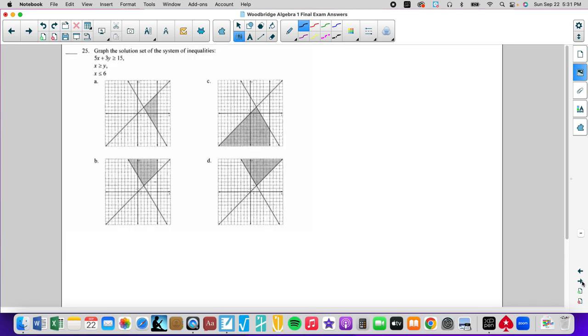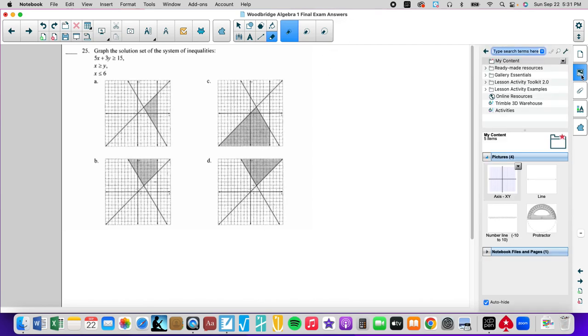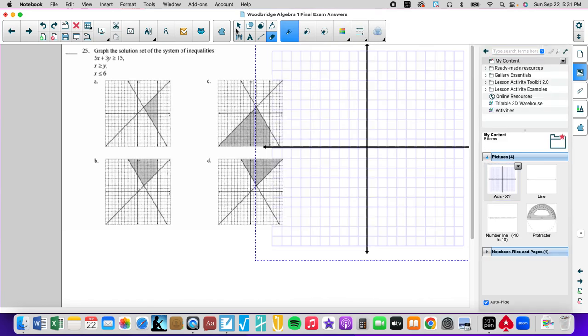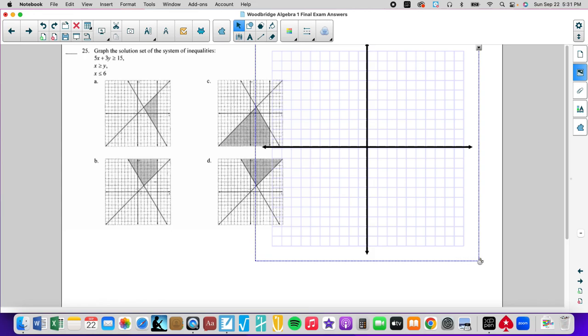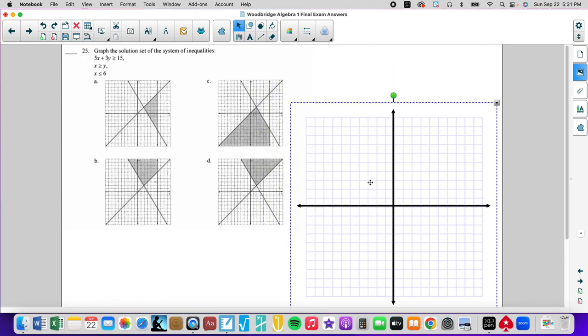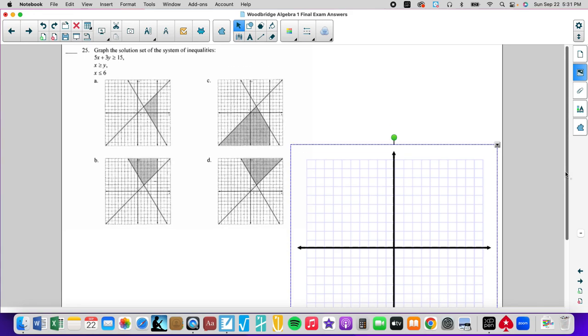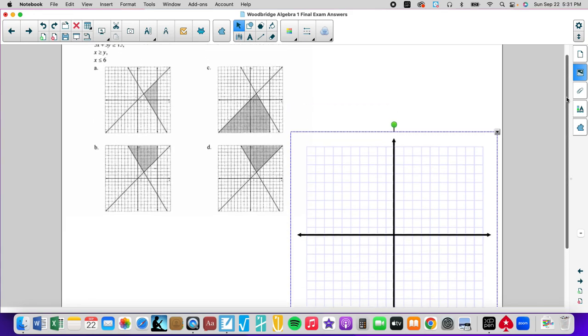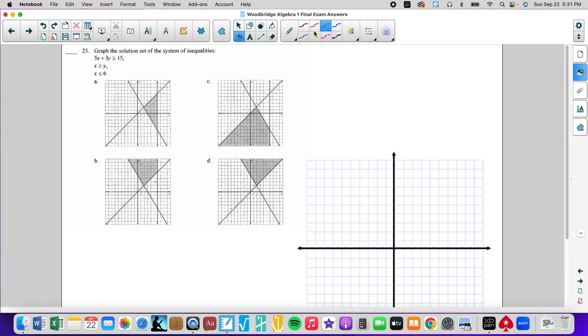Number 25, this time we have 3 equations that we have to graph. All right, that's not the worst thing. So let's get our graph, and let's bring you down a little bit, because we're going to take these equations and we're going to graph them. So let's go.